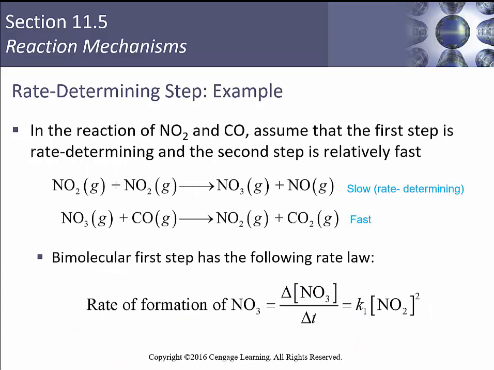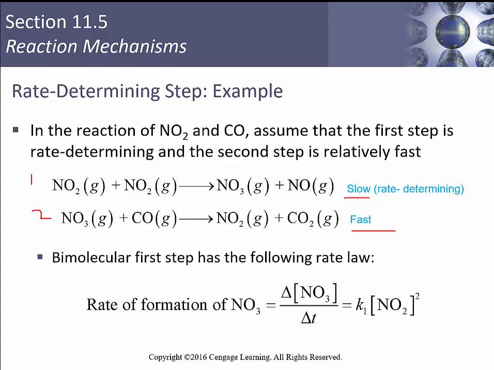So in a reaction between nitrogen dioxide and carbon monoxide, we're going to assume that the very first step is rate determining, and then the second step is fast. So we've got reaction number 1, and we're going to say that guy is slow, and number 2 is going to be fast, right? So this guy happens way, way faster.